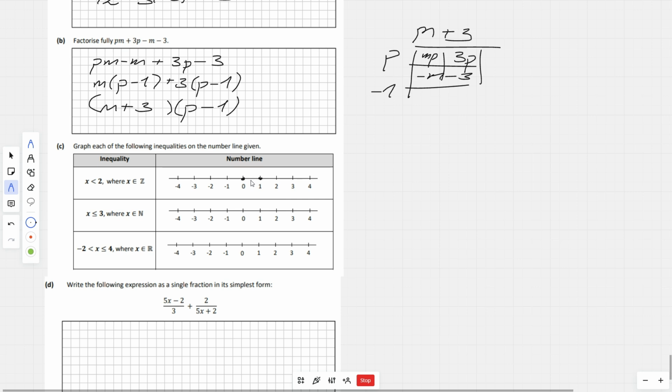Because 0.5, for example, will not be selected. And why? Because we're looking at integers only. And integers also include negative numbers. So I'll just select all of these.